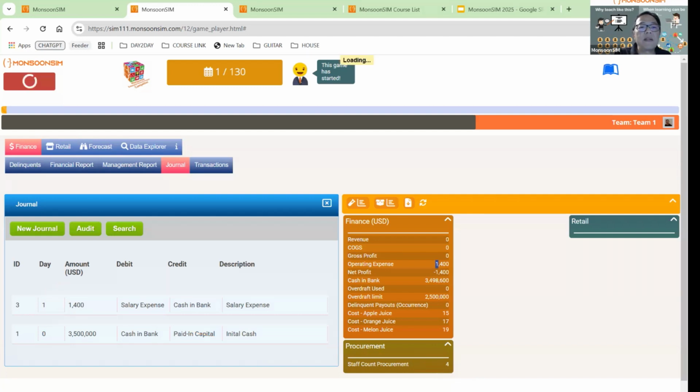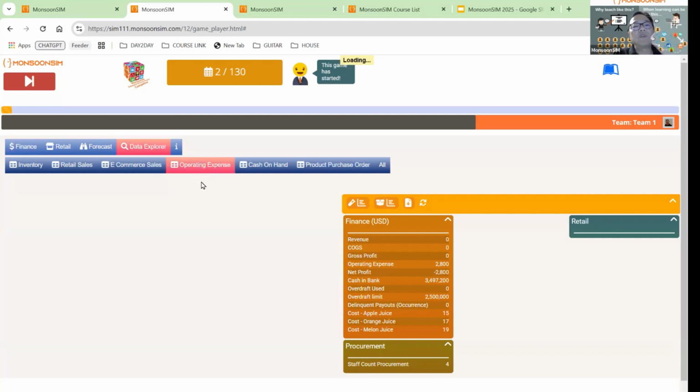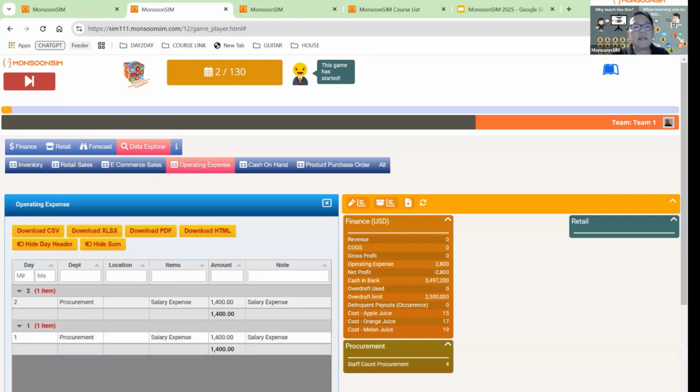So for example, if I run another day, then I will get another payment, right? If you look at my operating expense. Now here's my data explorer, which is very good for the student to see every day's transactions, day by day. So if you look at the operating expense, you can see that I'm paying 2 days of salary for my procurement department. Okay, so now let's continue our journey as a business person.